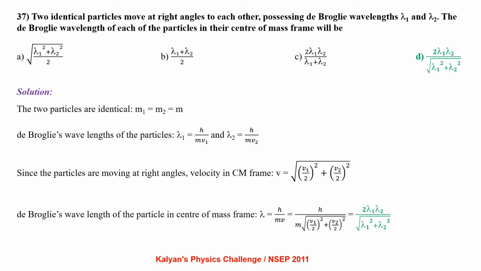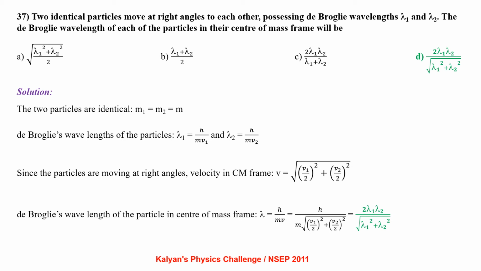Two identical particles move at right angles to each other, possessing de Broglie wavelengths lambda 1 and lambda 2. The de Broglie wavelength of each of the particles in their center of mass frame will be? The two particles are identical, so m1 equal to m2 equal to m. De Broglie wavelength of a particle lambda equal to h by mv. We have lambda 1 equal to h by mv1 and lambda 2 equal to h by mv2.